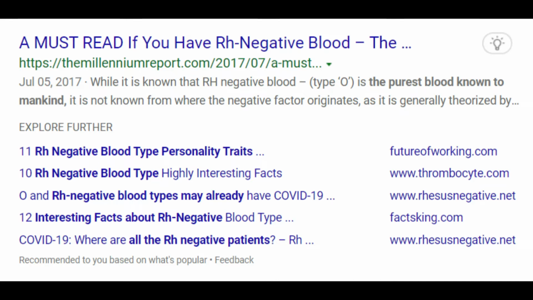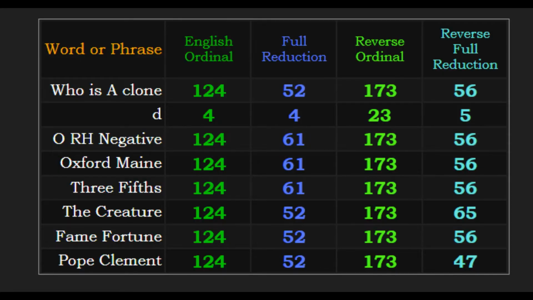So then here we have: it is not known where the negative factor originates. And then they just make theories about it. Nobody can really pinpoint where that started. I could almost guarantee you that it started in a lab. Just based on the numbers, my intuition and logic tell me that it started in a lab. Because where else would it have come from? It ain't just gonna come out of nowhere, you know what I'm saying?